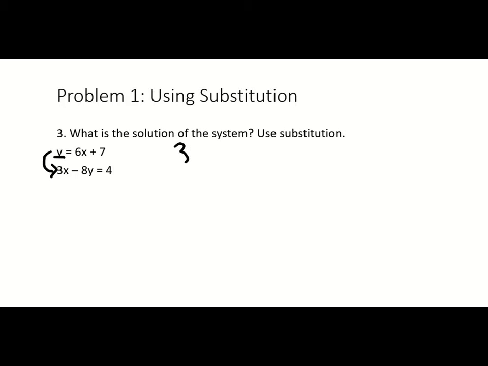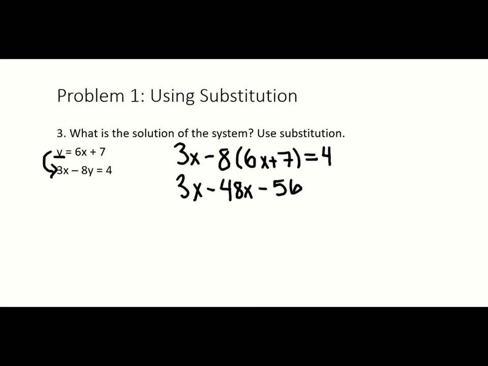So I have 3x minus 8, and I'm going to replace y with what's in the first equation, 6x plus 7. And that's equal to 4. So I'm just using these two together. Replace y with what we know, and then simplify. So this would be 3x minus 48x minus 56, because I have to distribute that 8, equals 4.